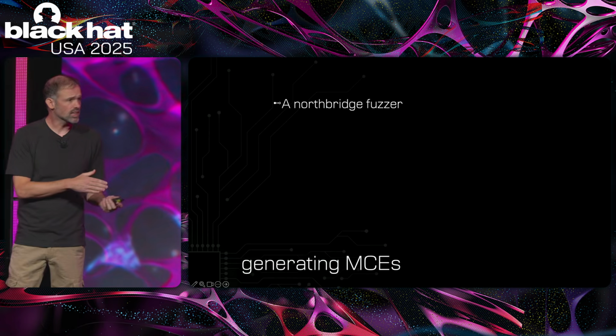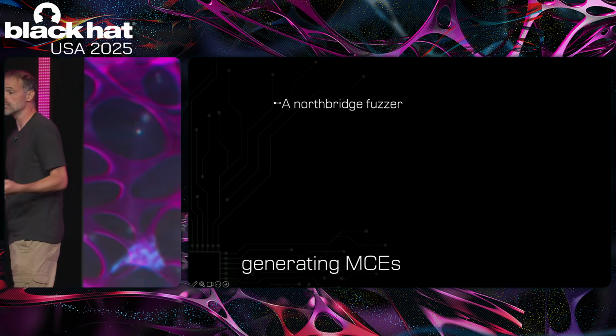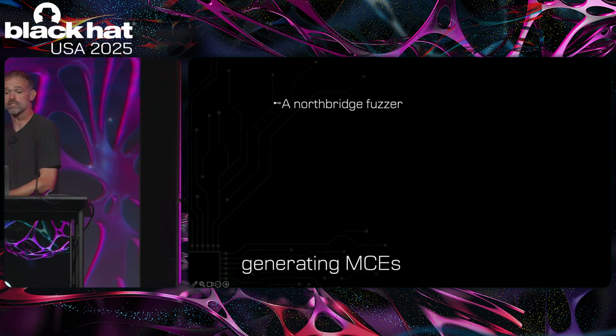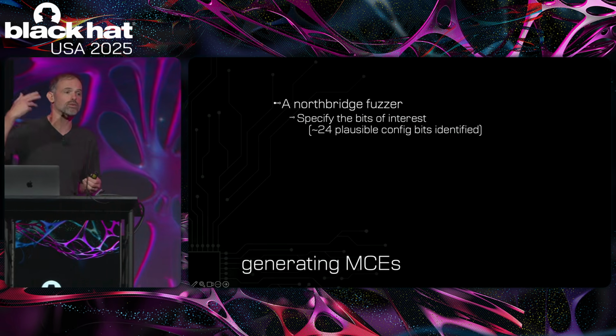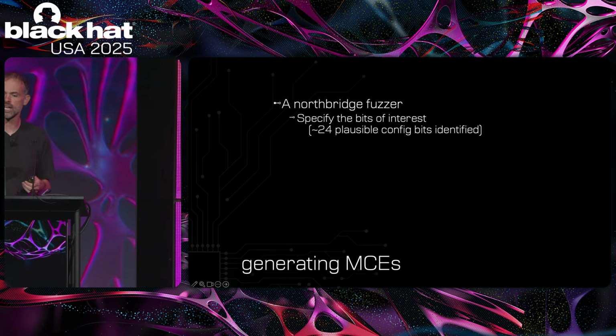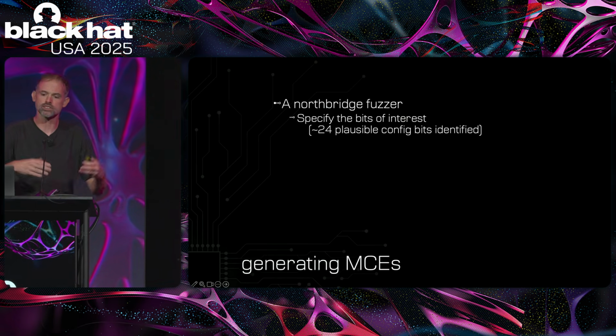But anytime you're kind of stuck in CPU exploitation, a good strategy is just to go in and start smashing stuff. So I built a North Bridge fuzzer for this, which will basically go in and start flipping bits in the North Bridge to see if we get the behavior we want. So you specify the bits of interest, these 24 bits.